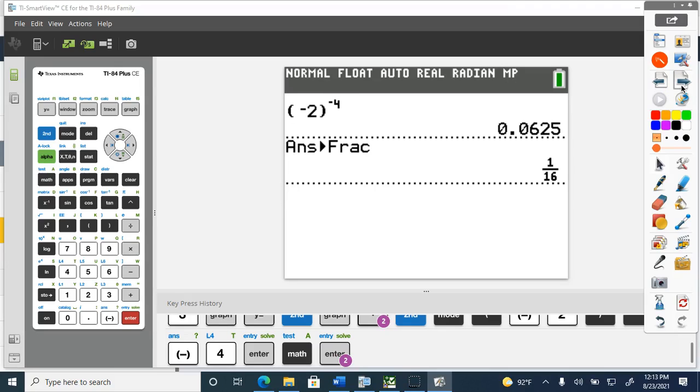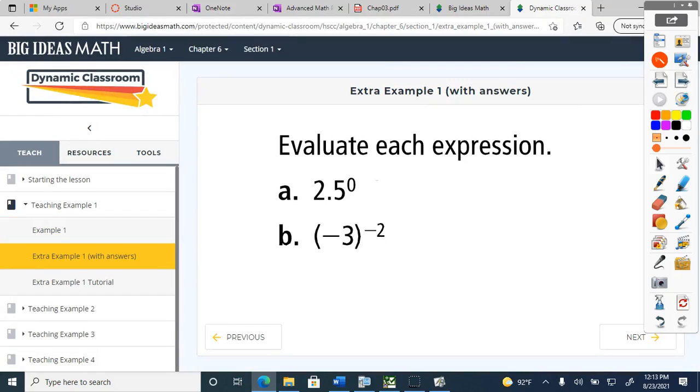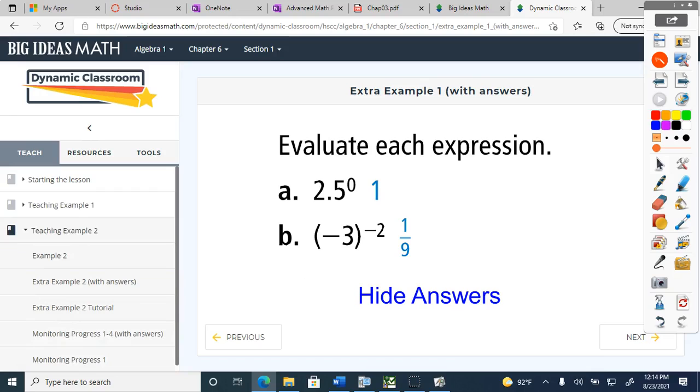The letters are what give people trouble. Okay? So let's see if we can get some with some letters here. Same process for A. What's A going to be? 1. B would be 1 over 3 to the second. Negative 3 to the second power would be 1 over 9, which is the answer. Okay? Everybody good on those? Yeah.